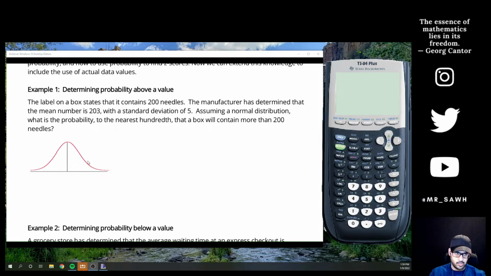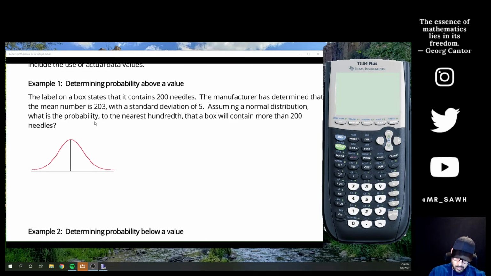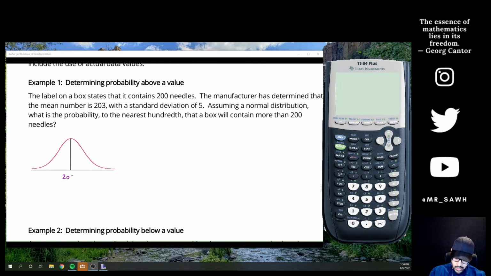Okay, so I got some numbers. We can label them onto our curve. Now the average is 203, right? So I know my mean will go in the middle. There's the average, 203. Standard deviation is 5. Now assuming a normal distribution, what's the probability a box contains more than 200 is what I'm looking for.